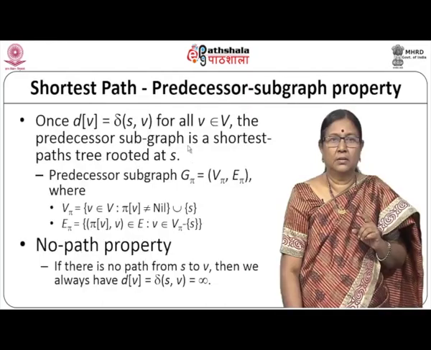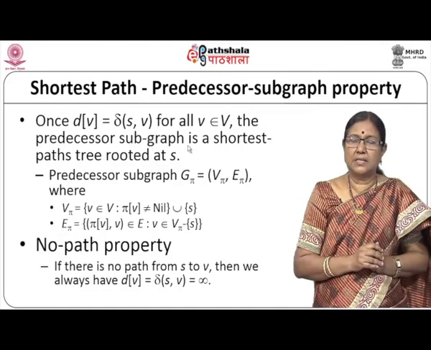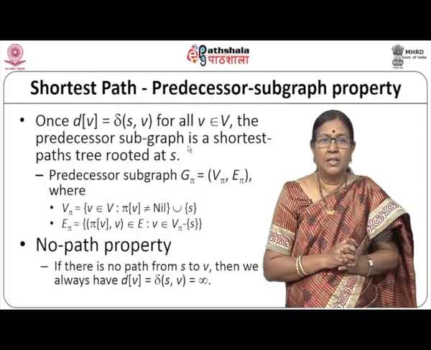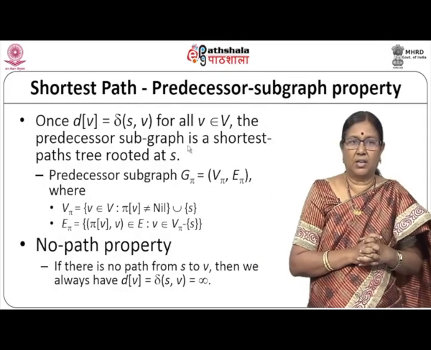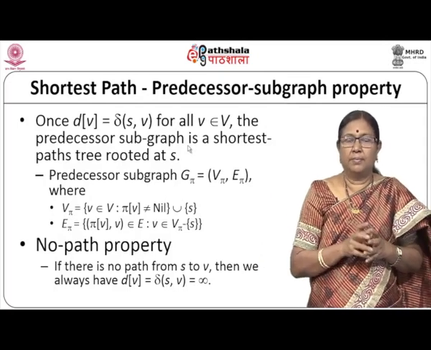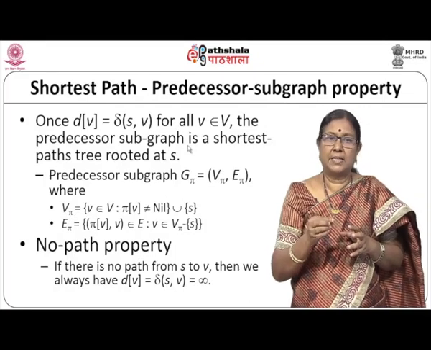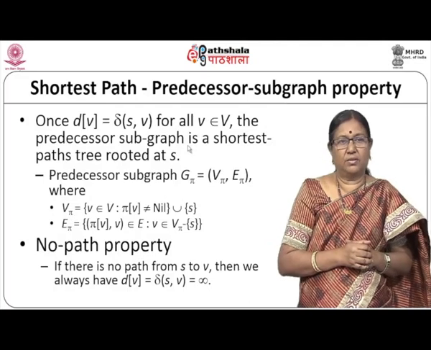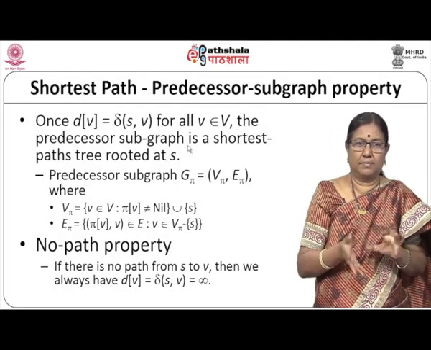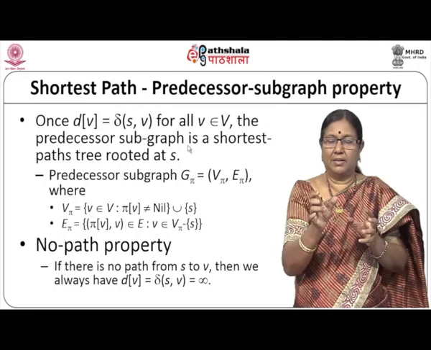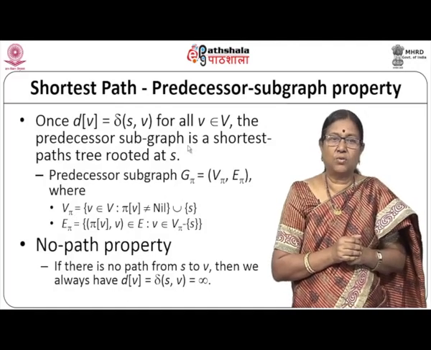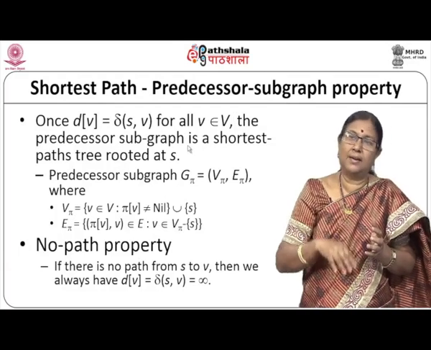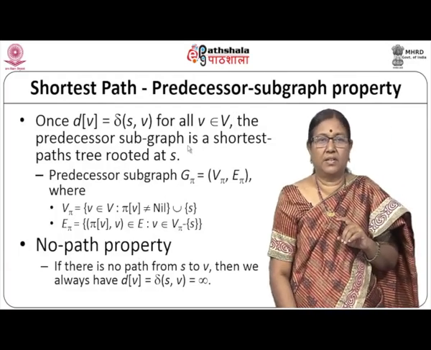Now, the shortest path predecessor subgraph property: once d of V is equal to delta S V for all V belonging to V, the predecessor subgraph is the shortest path tree rooted at S. The predecessor graph will be G of pi, where V of pi is the set of vertices and E of pi is the set of edges between the predecessor and V. Remember, pi is the predecessor node. If there is no path from S to V, then we always will have d of V, the estimate, and the minimum weight both be infinity.